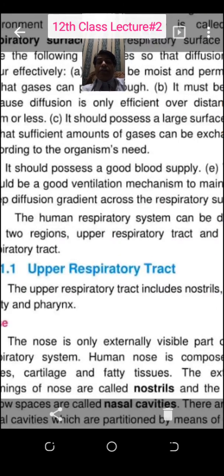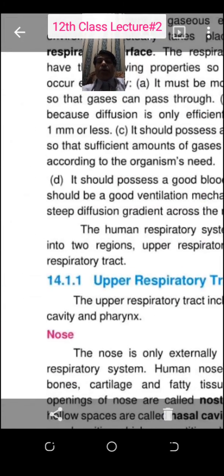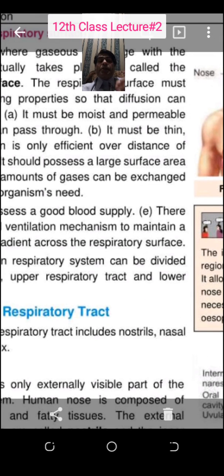Yes. So richly supplied means that blood capillaries are many in the alveoli cells. The alveoli surface and the capillary surface are just closer. This is a capillary, this is a round-shaped cell, and this is a capillary. These surfaces are touching each other.